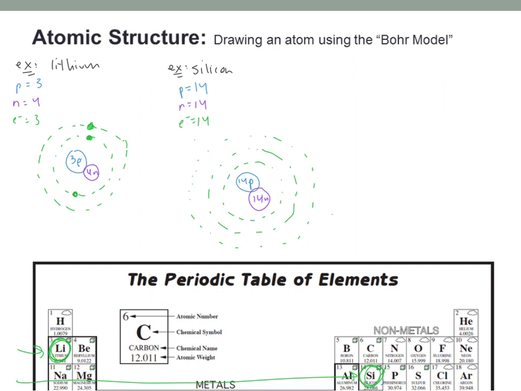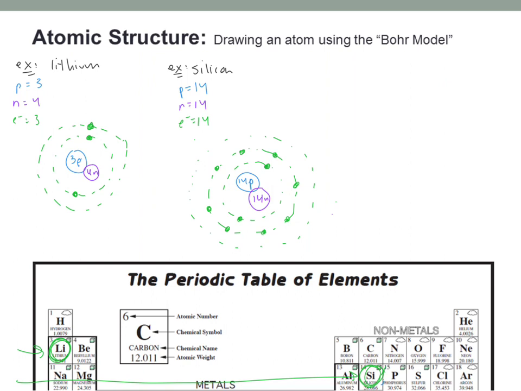And again, I need to distribute those electrons. So if you go back, we said that we start with the innermost shell first, which can only hold 2. So here's 1 electron, 2 electrons. The next shell could hold a maximum of 8, so I'll put 8 there. So with my 2 and my 8, I'm up to 10 electrons. So I've got 10 electrons drawn.